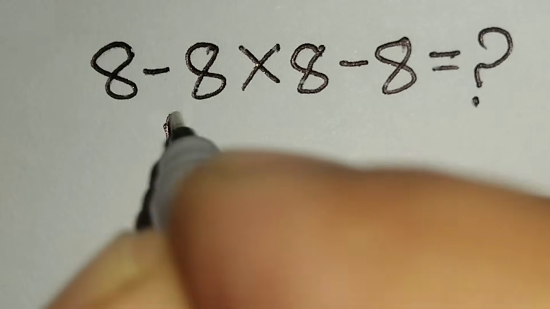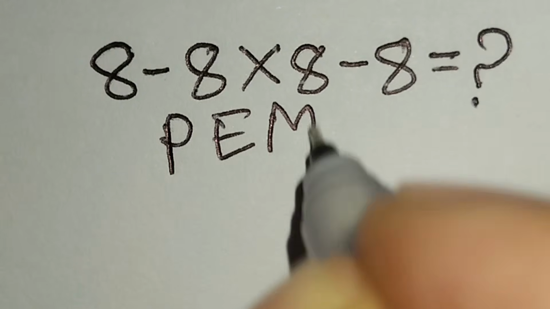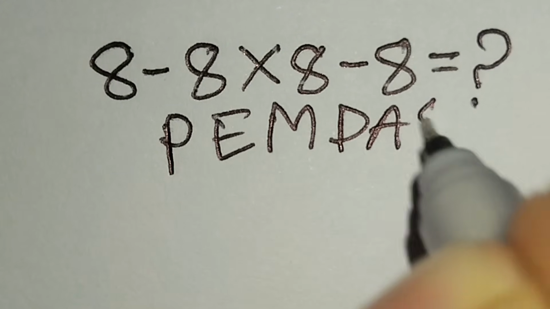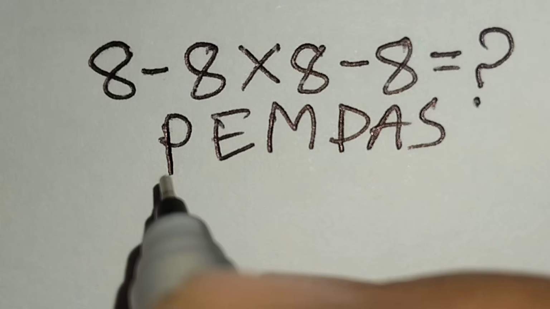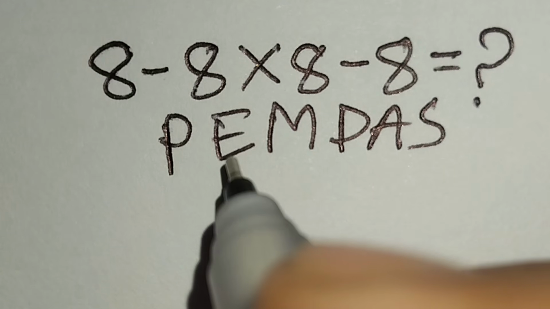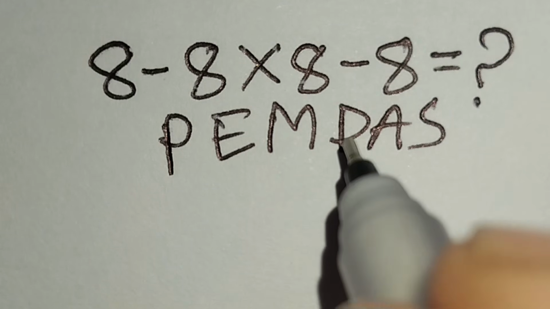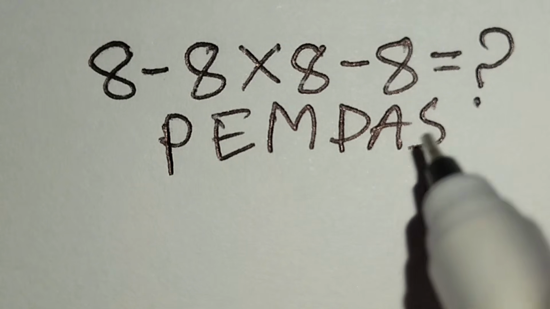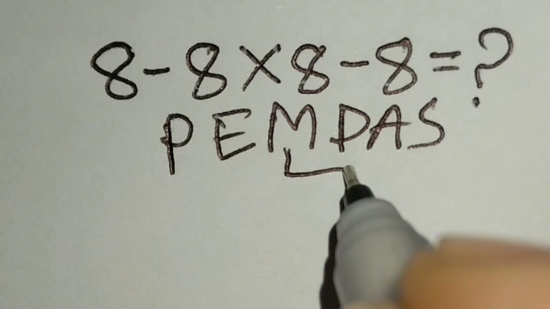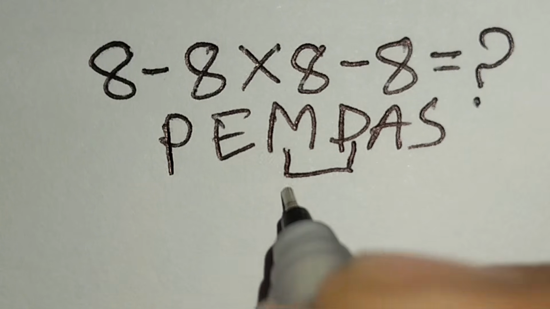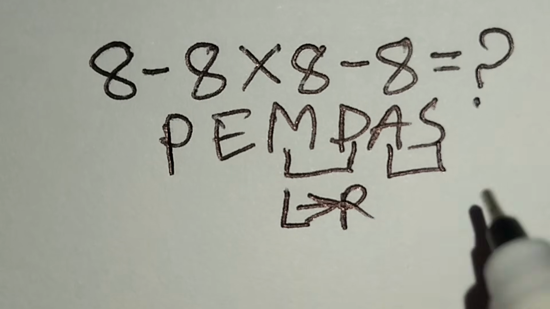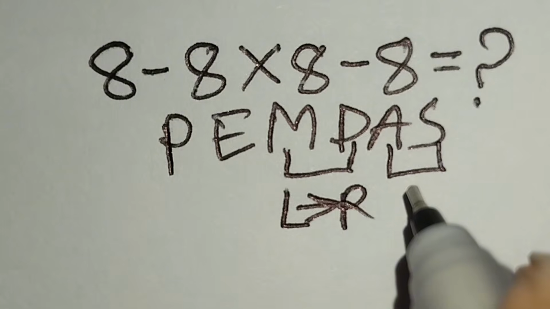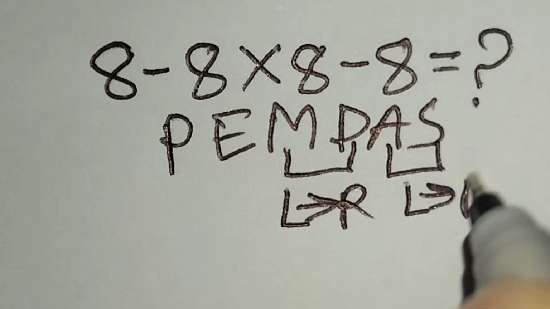According to PEMDAS rule, at first we have to work with parentheses, then exponent, then multiplication or division, then addition or subtraction. Remember, multiplication and division have same priority. For this we have to work left to right, and addition and subtraction have same priority. For this we have to work left to right also.